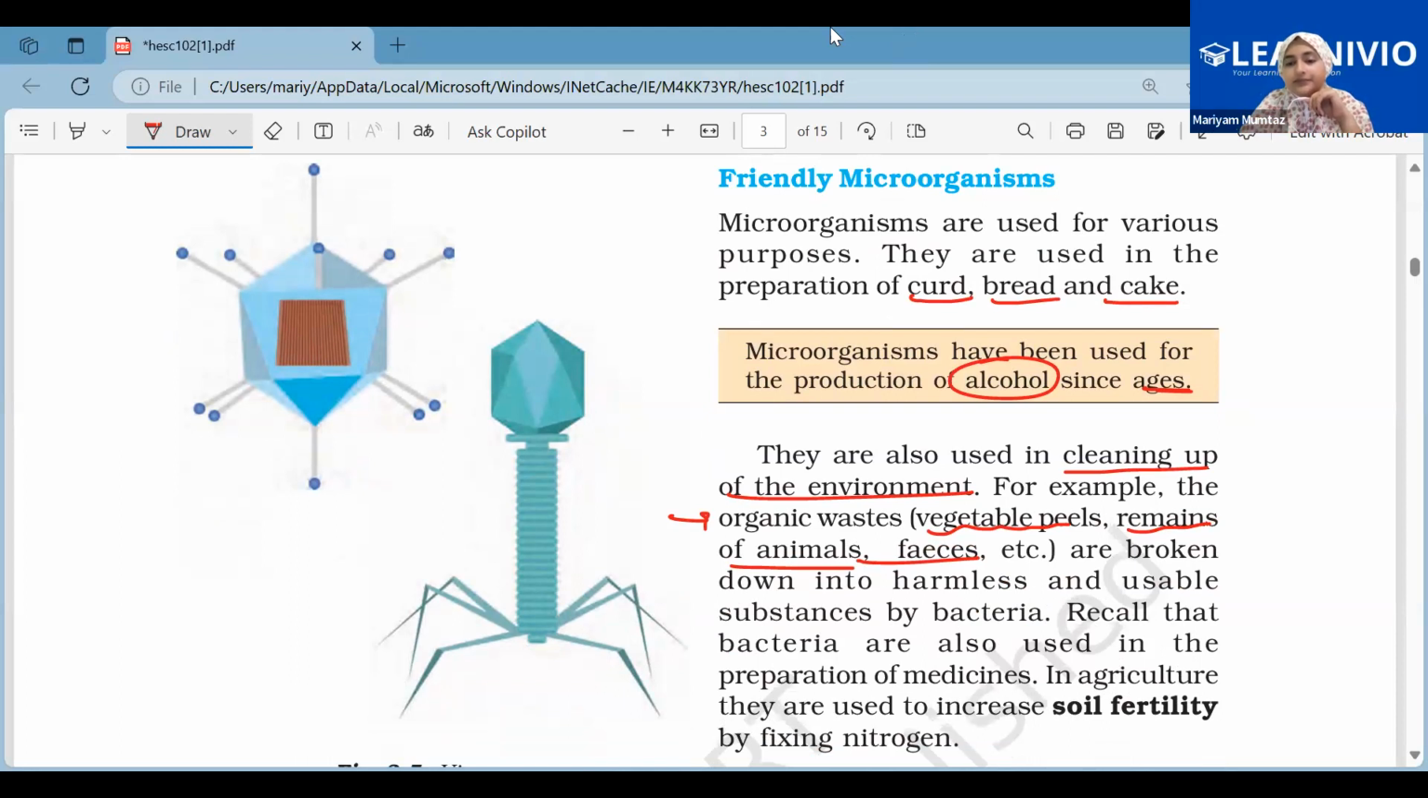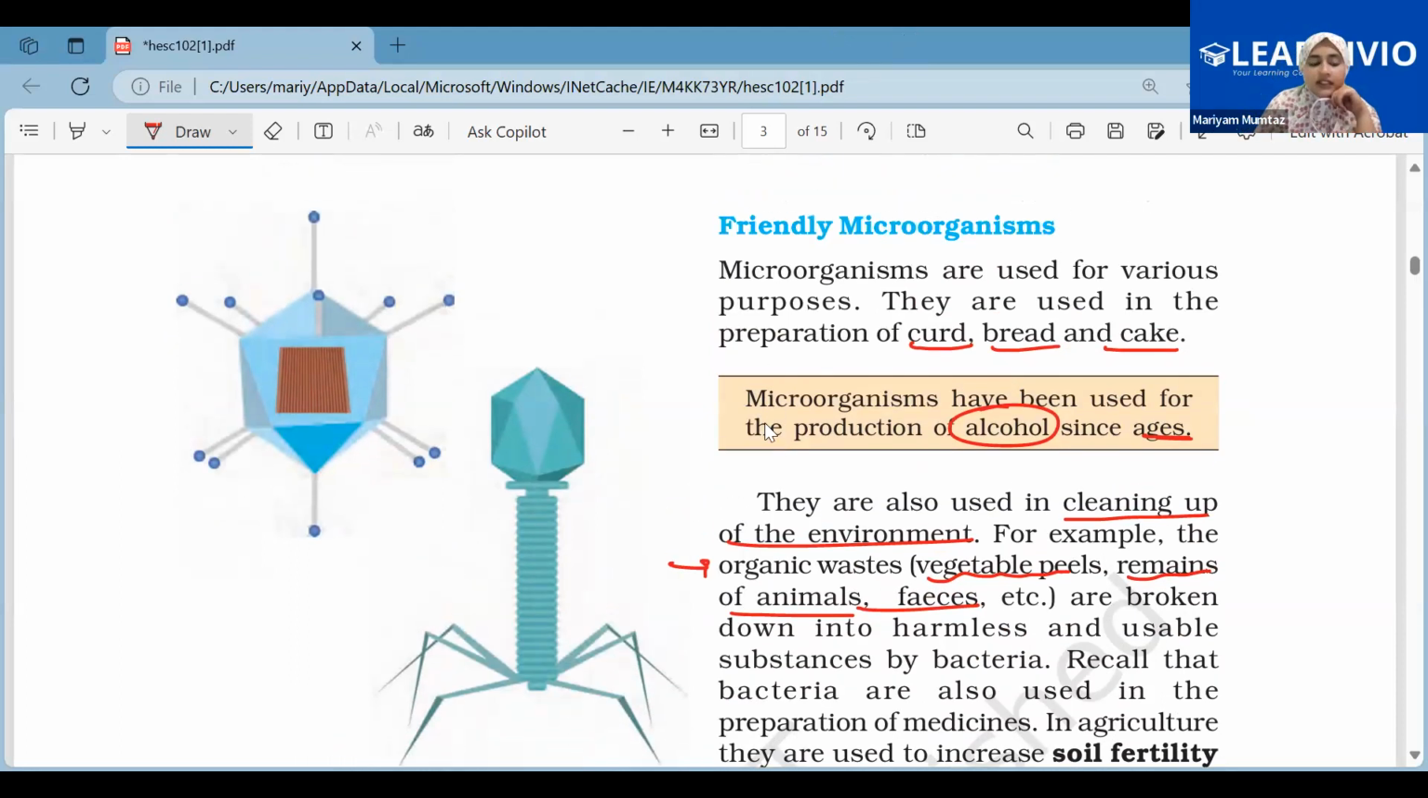Yeah, okay. So we were talking about how microorganisms clean up the environment. Any waste present in the environment, these microorganisms break it down into harmless and usable substances. So the bacteria decompose it. Clear?